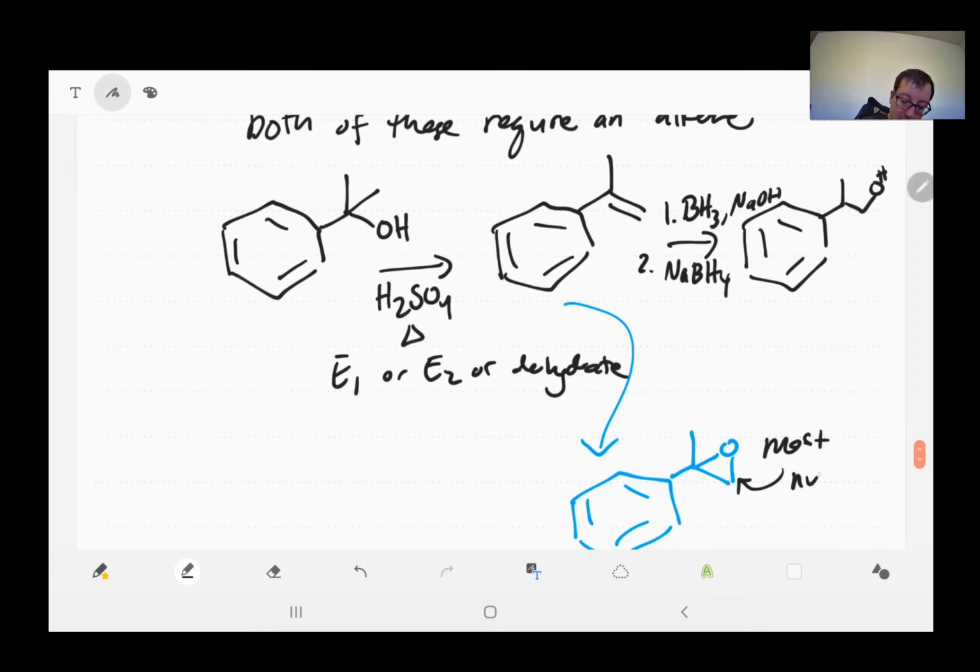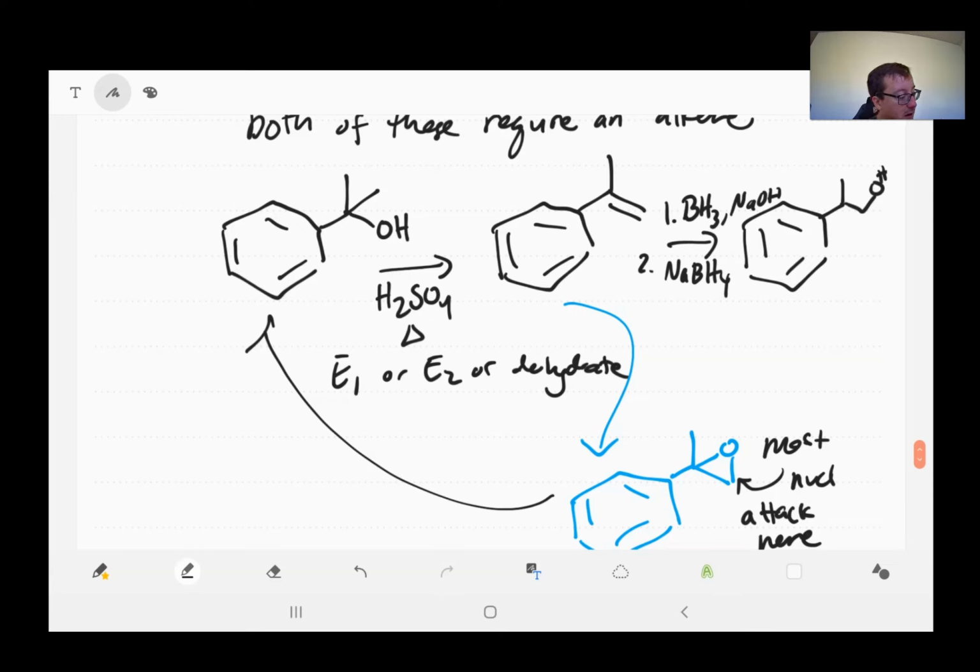So most nucleophiles attack here. So that means we're going to end up essentially going back to our original molecule. So the ethoxide one is a little bit tougher to work with there. So I would say we're best off using our hydroboration oxidation.